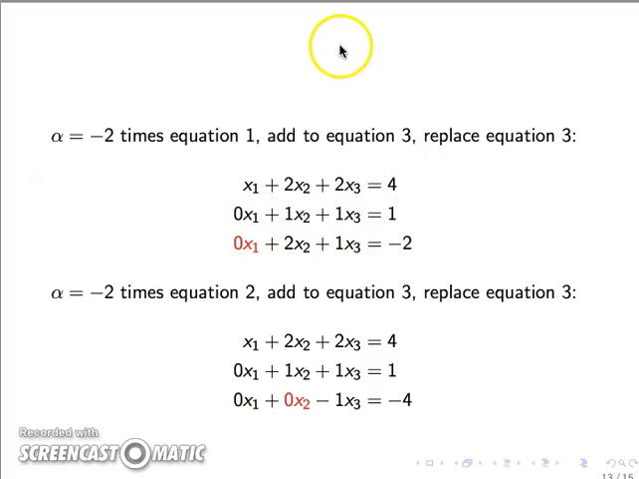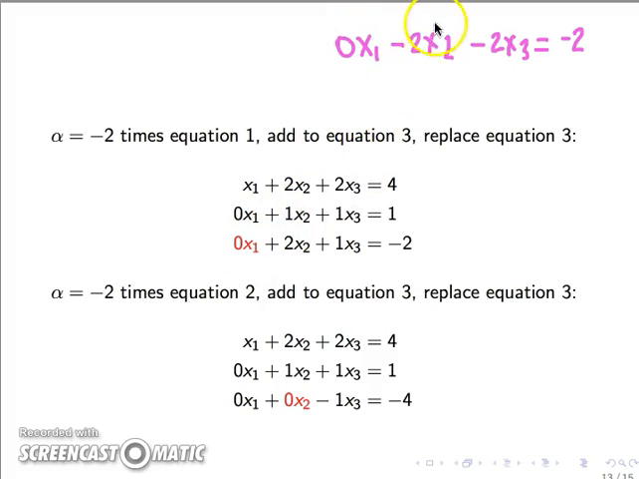That's going to give us, you can ignore the 0. Well, if you want, you can have the 0 there. So that would be 0x1 minus 2x2 minus 2x3, and that equals, we're multiplying everything by minus 2, so this is minus 2 on the other side of the equal sign. So now what we do is we add that to equation 3 and replace equation 3.